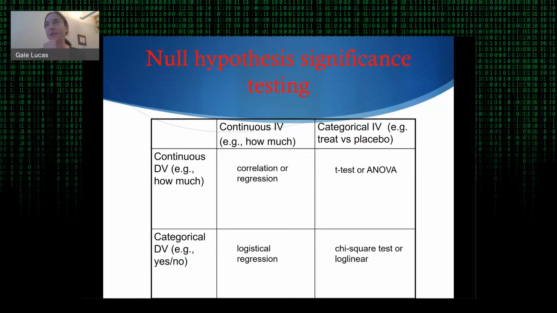Again, it's just like choosing dichotomous versus or discrete versus continuous, classifying depending on if your features are continuous or categorical. And same thing here, we're choosing based on whether our independent variable or independent variables, sometimes we have more than one, are continuous or categorical, and whether our dependent variable is continuous or categorical. That helps us choose the right statistical approach, specific null hypothesis significance test to do: correlation, regression, t-test, ANOVA, logistic regression, chi-square test, or log linear.